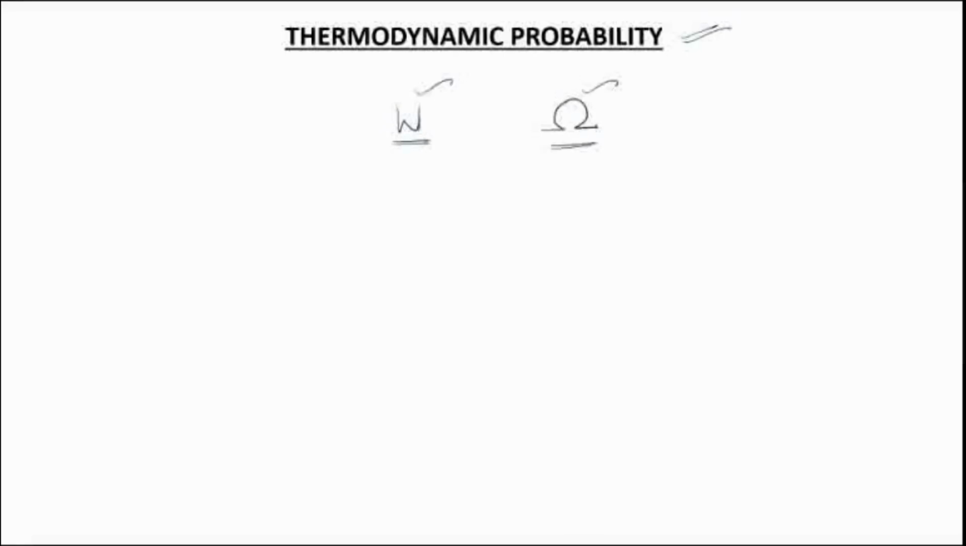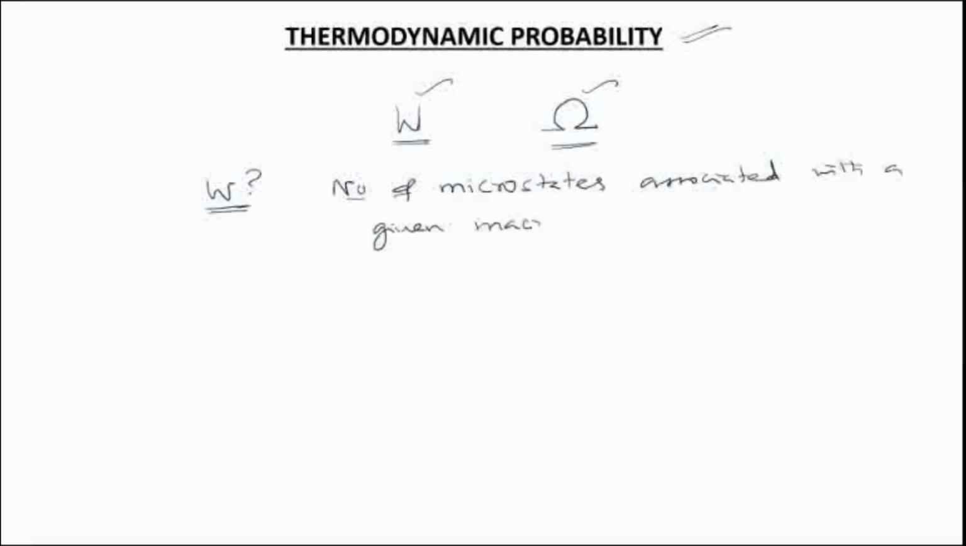Now, before that, what is meant by thermodynamic probability? What is meant by the thermodynamic probability of a system? Very simple. Thermodynamic probability is nothing but the number of microstates associated with a given macrostate.